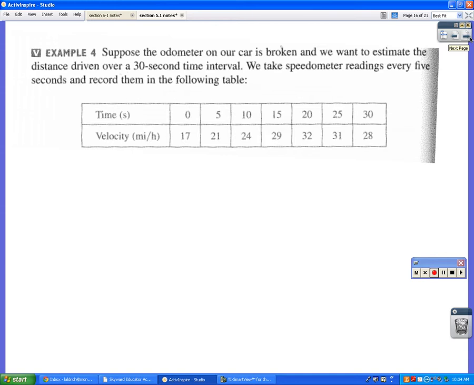Suppose the odometer on our car is broken. The odometer says how far you've gone. And we want to estimate the distance driven over a 30-second time interval. We take speedometer readings every 5 seconds and record them in a table.